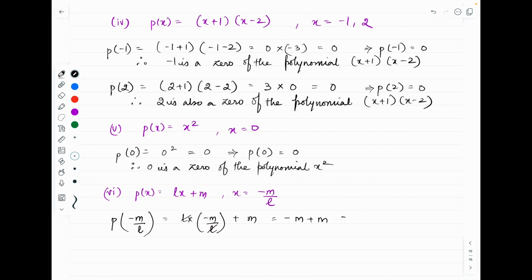Minus m plus m is equal to what? 0. So we are getting P of minus m by l equals 0. So we can write minus m by l is a 0 of the polynomial Lx plus m. See, this is ax plus b form, no? Ax plus b, we know its value is minus b by a. Instead of minus b by a it is minus m by l. Are you getting it?